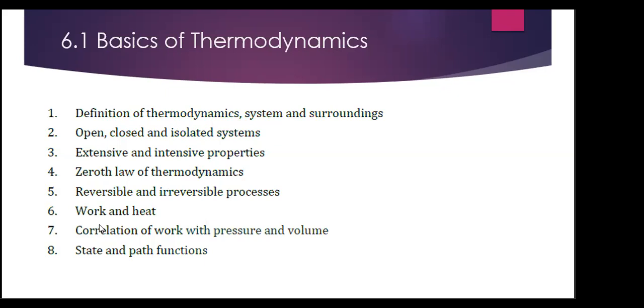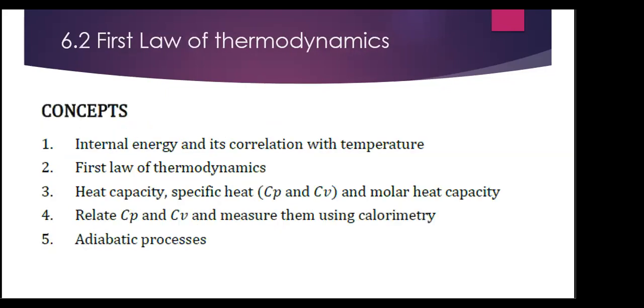Now when we talk about 6.2, we have studied the first law of thermodynamics. We covered the concept of internal energy. Then we studied what is specific heat, heat capacities, what is Cp, Cv, degrees of freedom, how Cp and Cv are related, and what is the adiabatic constant. Then we studied the first law of thermodynamics.